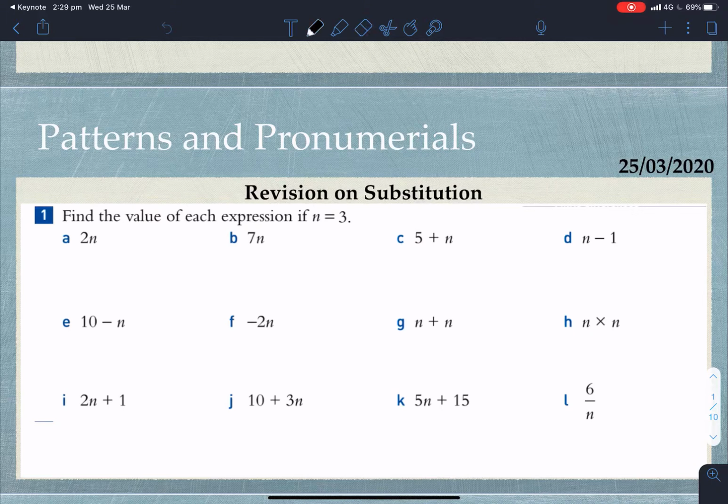I'm pretty sure you guys are quite confident on substitution. Basically, just replace the letter with the number. So the first one is 2 times 3, which is 6. 7 times 3 is 21. And I'm going to start writing the answer up here instead of doing it one by one.